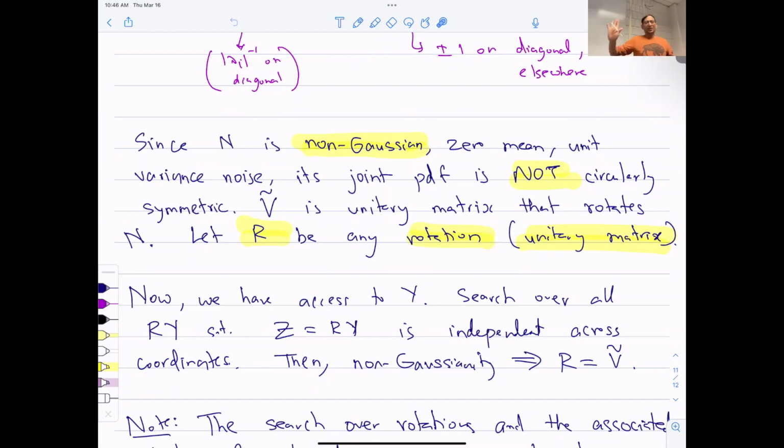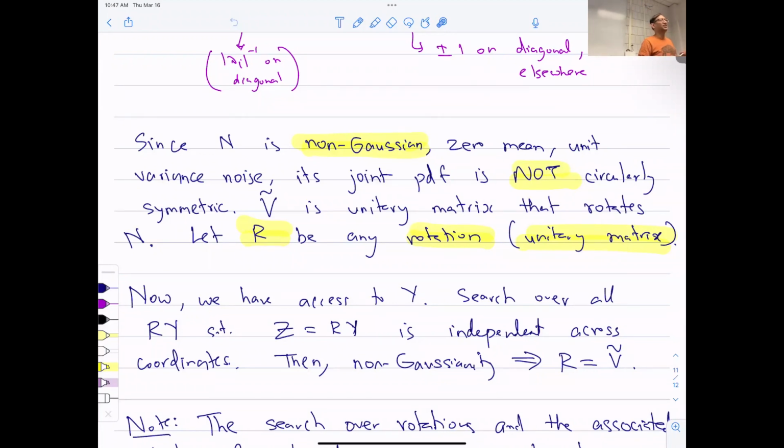I can construct a joint PDF. That's why I just put non-Gaussian. You can read the paper to see exactly what they're assuming. But that's why I wanted to focus on the property you want as opposed to that word. You basically want to be able to rotate so that the only way you can get independence across components is by hitting it with the correct matrix. That's really the property here.